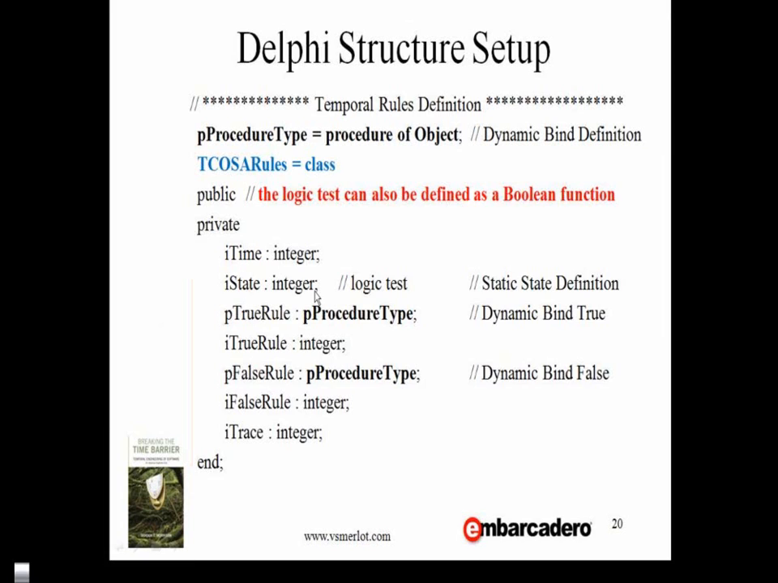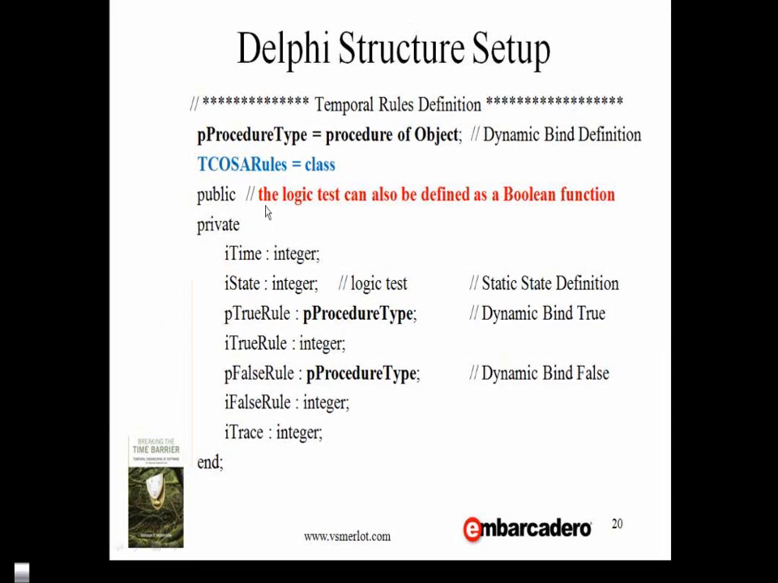It contains the static state definition. This is where the logic test is. The procedure that will be dynamically bound to in the engine. The next location that it will transition to. It contains the dynamic binding false procedure, the next location that it will transition to, and an integer. There are other structures I don't have time to go through.